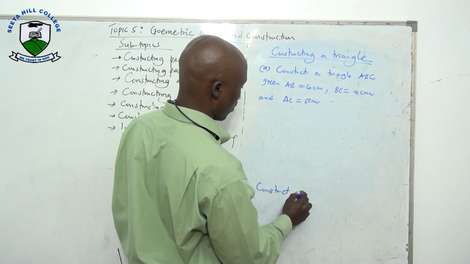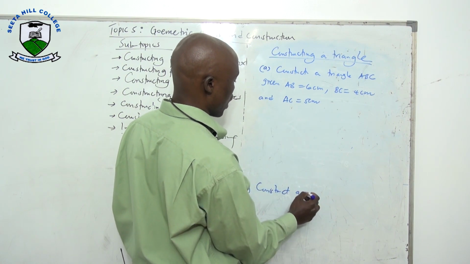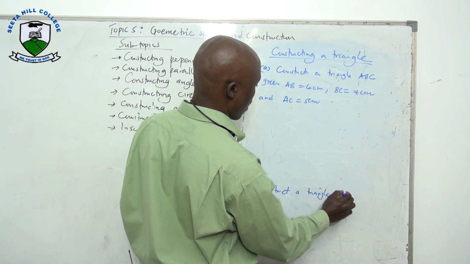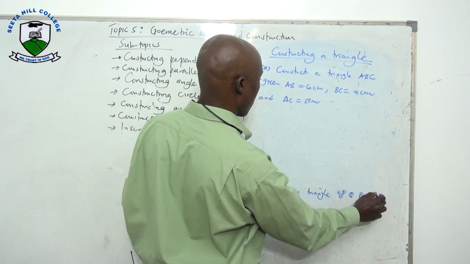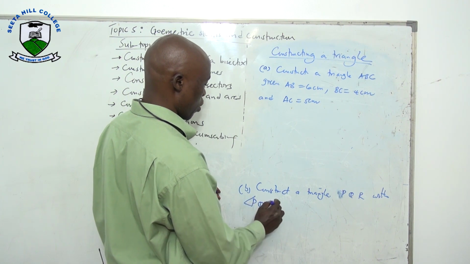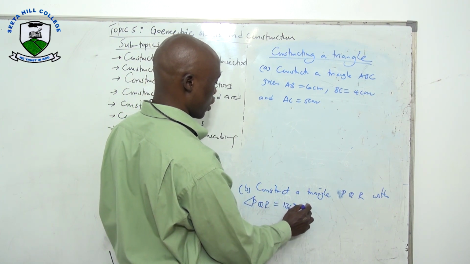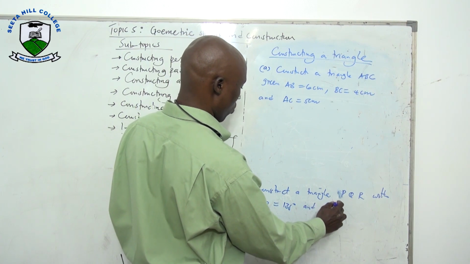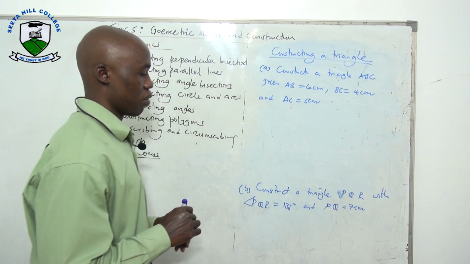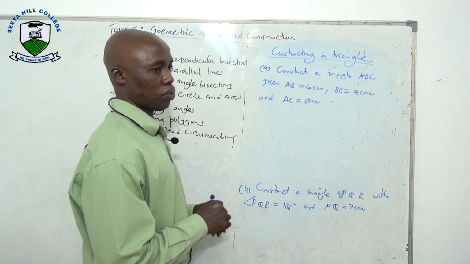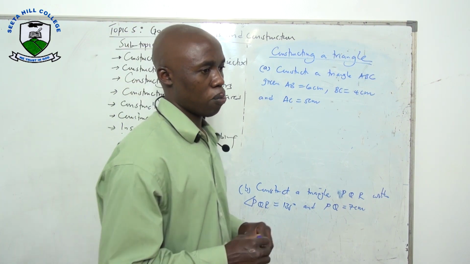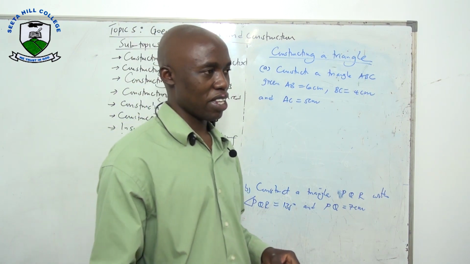You see, we can give all sides, or we might give one angle. Construct a triangle PQR with the angle PQR equal to 135 degrees and PQ equal to 7 centimeters. You see that one, we have given you one angle. Is it pretty easy?